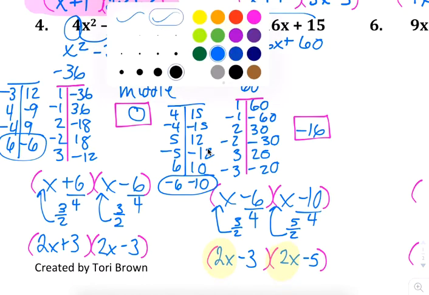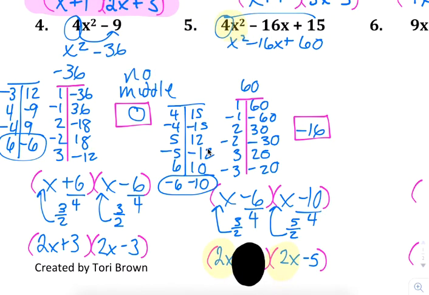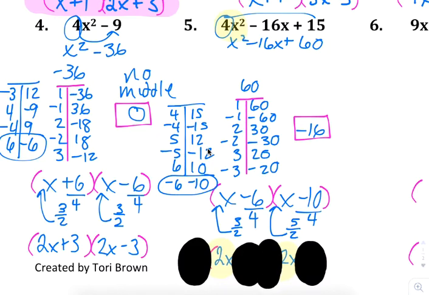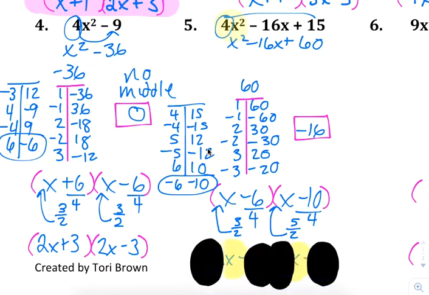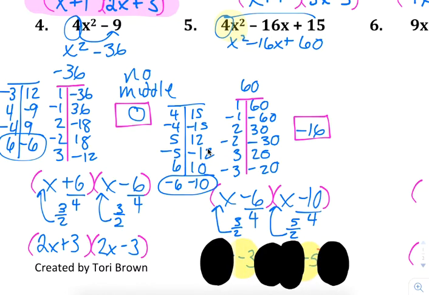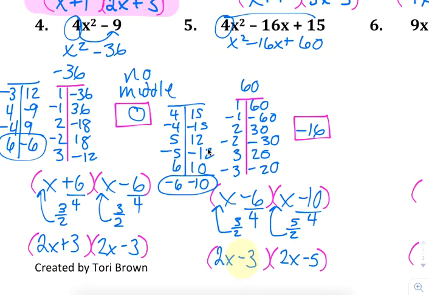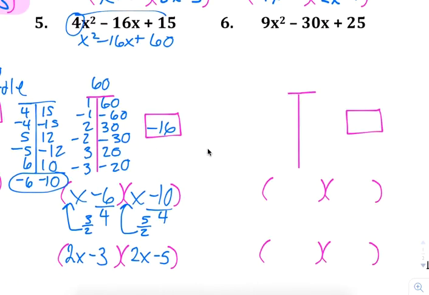Give me just a second. Let me put it on the board so you can see it. All right, so if I was going to do this, I can do a quick check. 2x and 2x makes 4x. If I go this way, negative 3 and negative 5, that makes a positive 15, okay? All my pieces work, so I know I've done it right. Let's go ahead and do this last problem, and we are done.